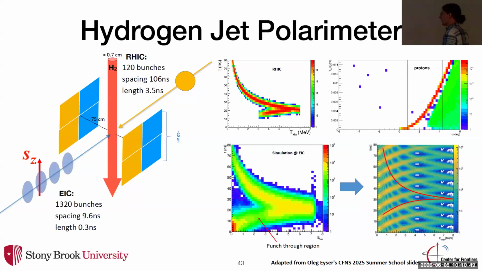At the EIC, life gets harder. Here's RHIC with 120 bunches, 100 nanosecond spacing, short length. Here's the EIC, 10 times more bunches, 1/10 the spacing, which makes sense, and 1/10 the length of each bunch. So here, this is the kinetic energy of the recoil and the time that arrives at our detector. This is great. This is for one bunch. At the EIC, these all overlap. So we can't use just the time of arrival anymore to tell us which bunch we're probing. So we have to be more careful here.